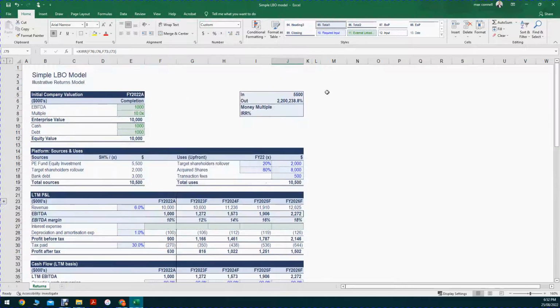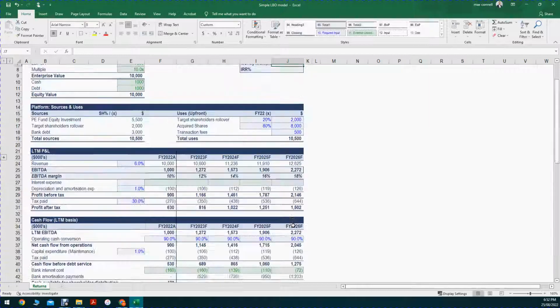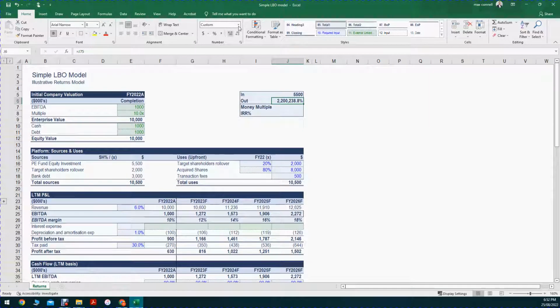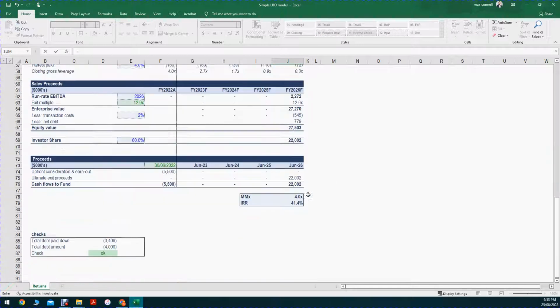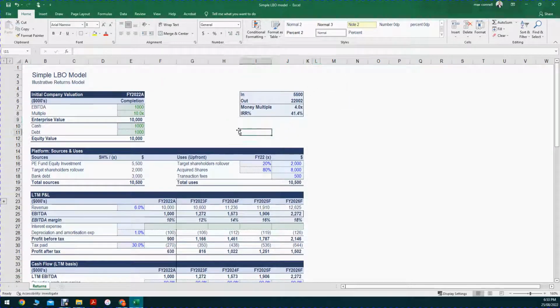So now if we go back to the top, we've put in 5.5, which is this number here. We've gotten out 22.2. This is a money multiple of 4 times. We can just link it down the bottom actually. And an IRR of 41.4%. So should we be doing this deal? Absolutely. And that's pretty much a simplified LBO deal.